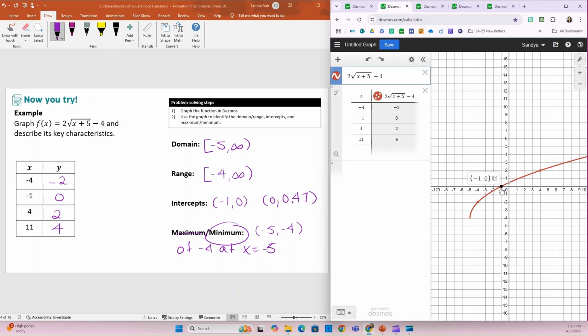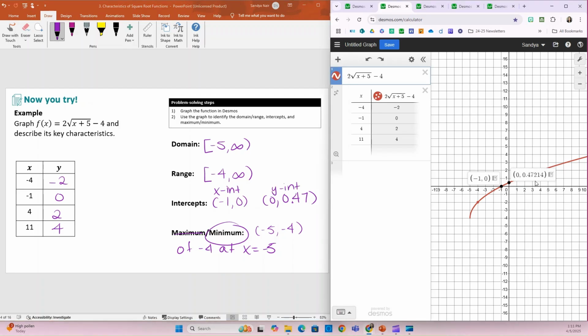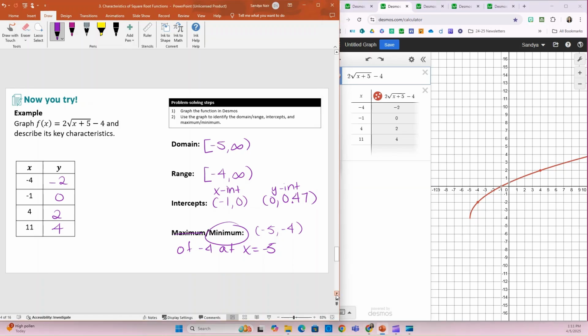If I click on the x-intercept, I can see that it is at -1, 0. The y-intercept is going to be at 0, and it's about 0.47. If I click on it, I can see the decimal value. The minimum will be this starting point right here. So it has a minimum of -4 at x equals -5.